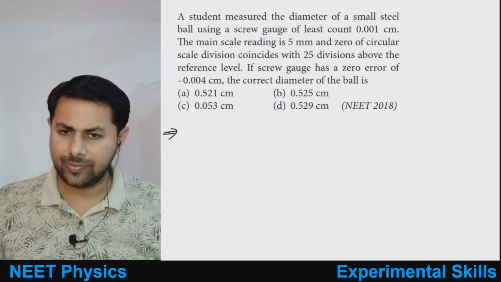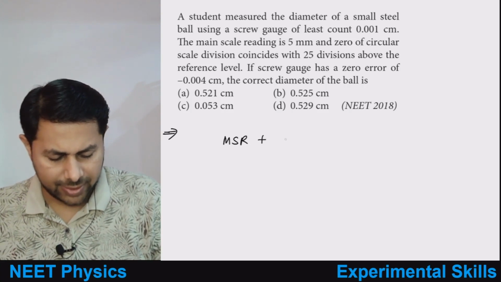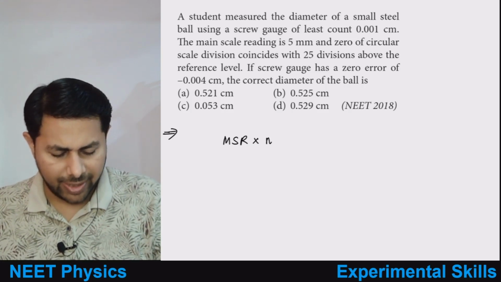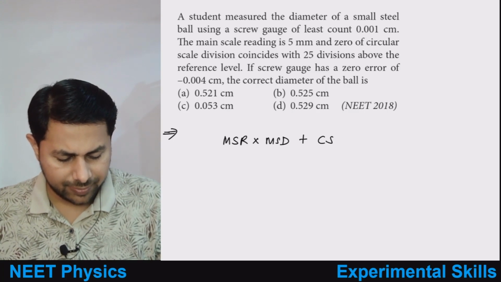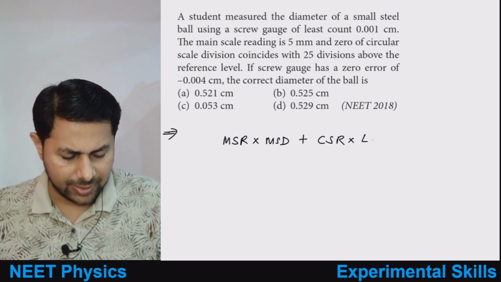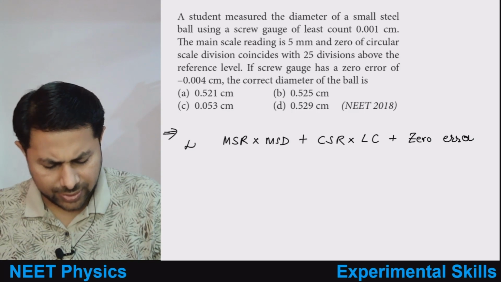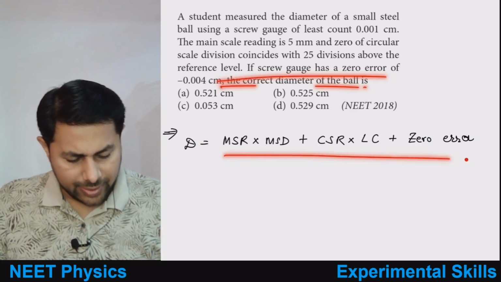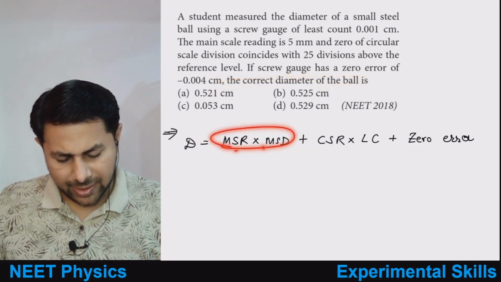This is also simple. See, it is main scale reading plus circular scale reading, right? Main scale reading multiplied by MSD, plus circular scale reading multiplied by the least count, plus the zero error. That's your reading, so the reading is the diameter of the ball. So this is the formula, right? Then what is the main scale reading?